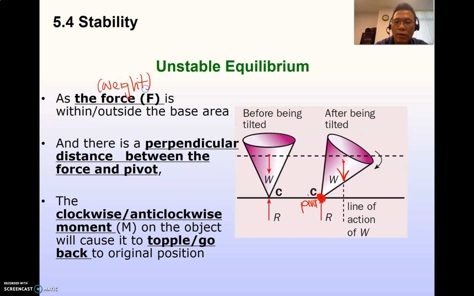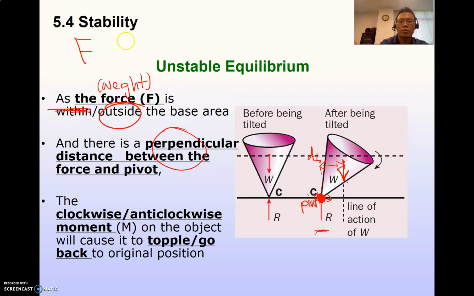Same thing, once you identify the force, you need to tell me the location, whether it's inside or outside. In this case, because it's a sharp corner here, the base area is only this small particular area, this small space here. So the weight is outside the base area. And you have a force, you have a pivot, you have the perpendicular distance. So this is the perpendicular distance from the force, which is the weight, to the pivot itself.